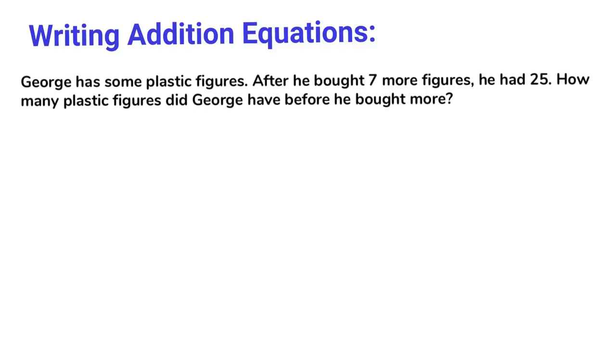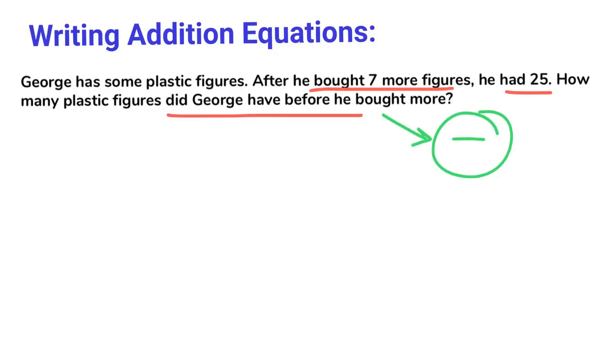So for example, if we read through this problem, it says George has some plastic figures. After he bought 7 more figures, he had 25. How many plastic figures did George have before he bought more? So the first thing I notice is that he bought 7 more figures, and that tells me that he had 25. How many plastic figures did George have before he bought more? Well, right away my mind goes straight to using subtraction to solve this.